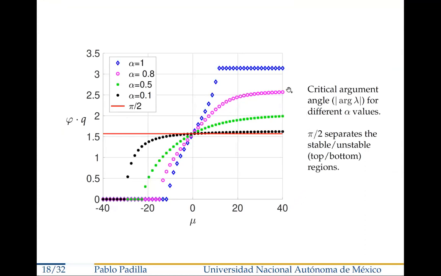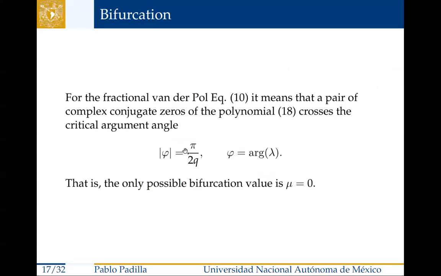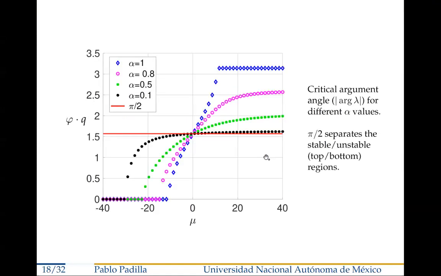this picture. What you see in this picture is the value of the maximum argument of the characteristic polynomial of the equation for different values of alpha. The case alpha equals 1, the bluish line, corresponds to the classical case. And the horizontal red line corresponds to pi over 2, which is the instability threshold. So you can see that no matter what value of the differentiation order you take, alpha equals 0.8, alpha equals 0.5, and so on, the crossing of the stability line is at the same point, which is mu equals 0.